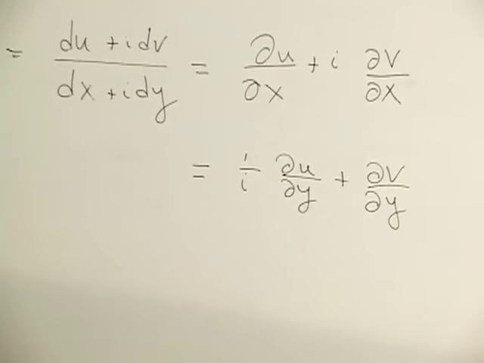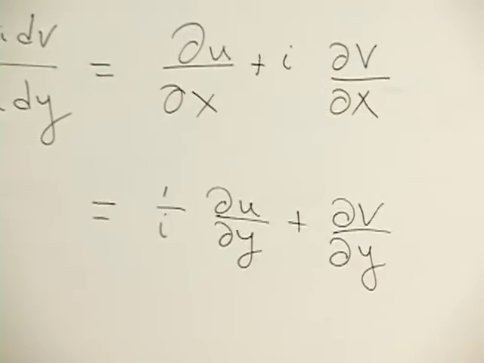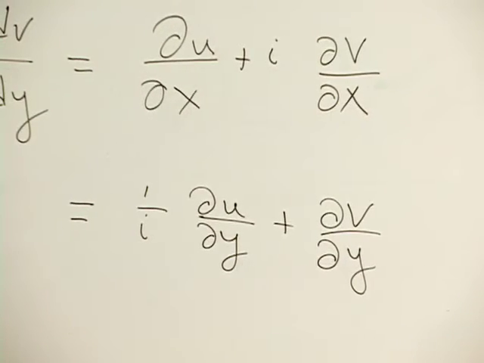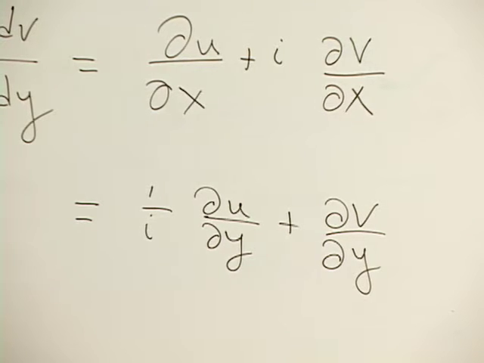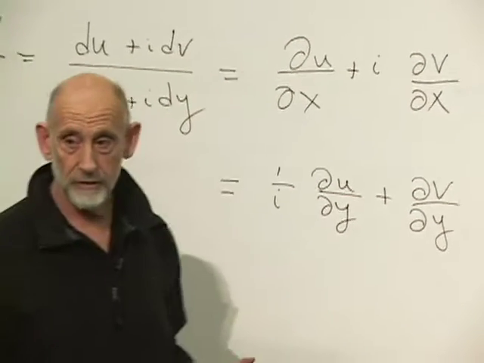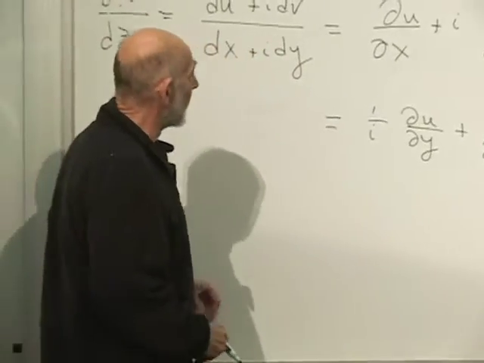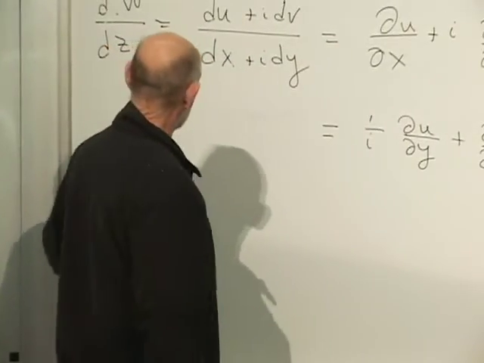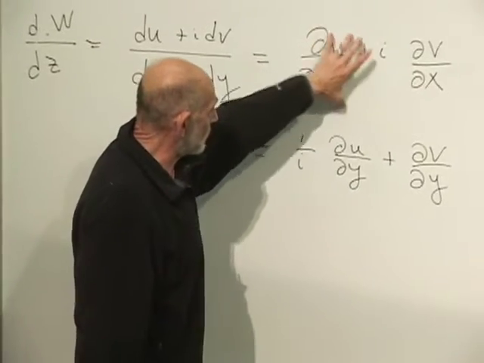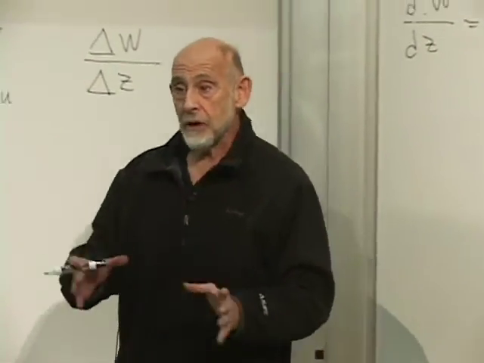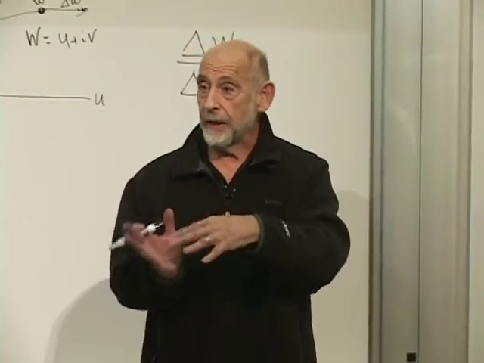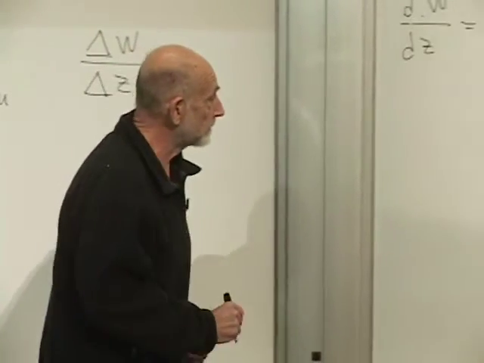u and v are real. I neglected to say so. It may have been obvious. u and v are real. It's w which is complex. x and y are real. z is complex. It's at least a necessary condition. It happens to be sufficient also, but it's at least a necessary condition that this expression equals this expression. Necessary for what? Necessary that the derivative not depend on which direction you're coming in from.